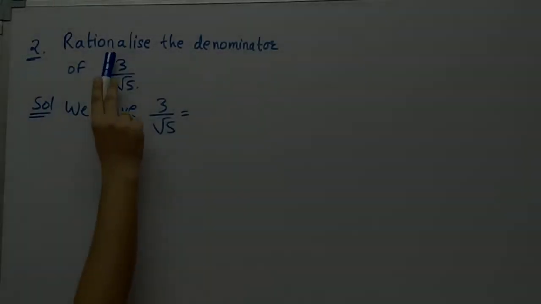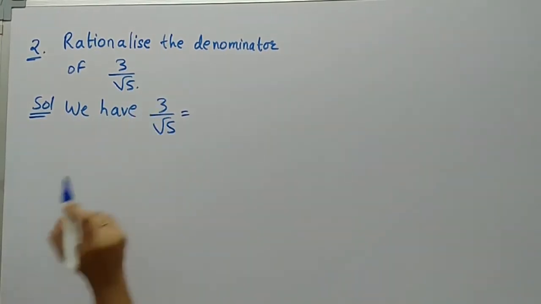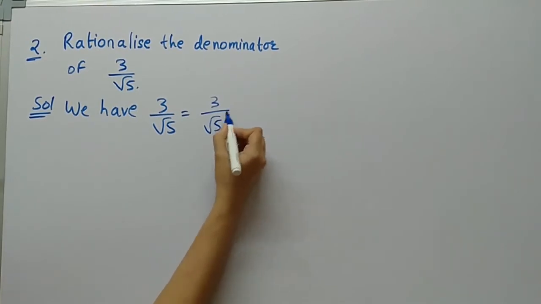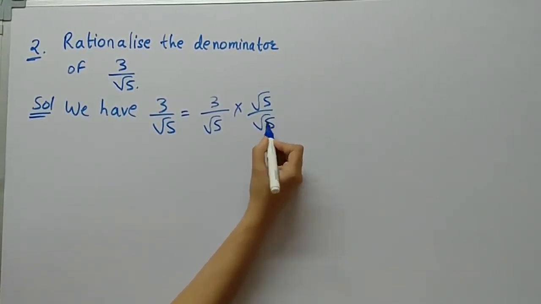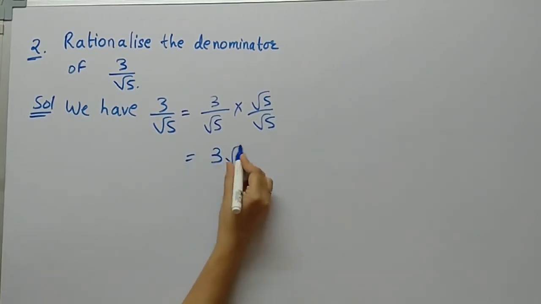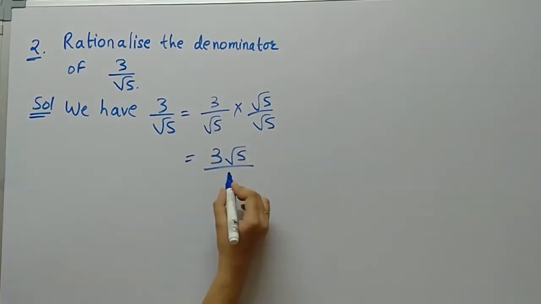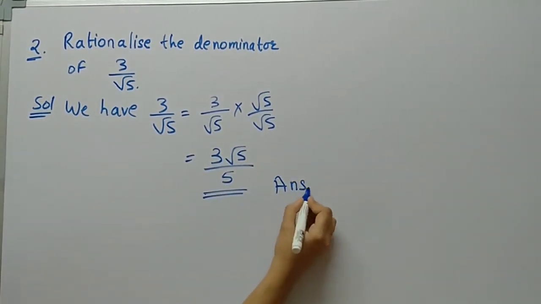Question number 2. Rationalize the denominator of 3 upon root 5. So now we have 3 upon root 5. So now we will write 3 upon root 5 multiplied by root 5 upon root 5, which is equal to 3 root 5 upon root 5 multiplied by root 5, which is 5. So this is our answer.